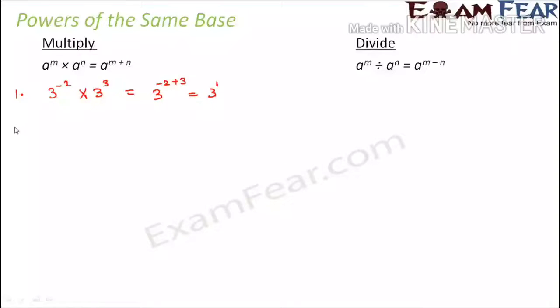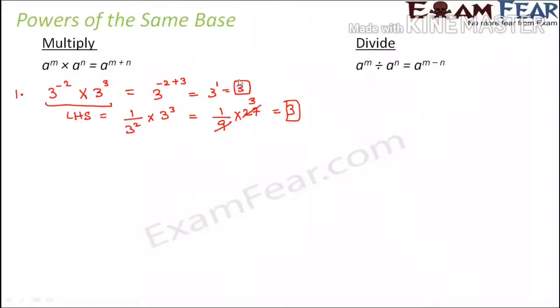Now if you want, you can verify that this is how it should be. If you look at the left hand side, it is equal to 1 by 3 to the power 2 into 3 to the power 3. So this becomes equal to 1 by 9 into 27. 9 into 3 is 27, so this is 3. So the left hand side is 3, and the right hand side is also 3 as per this law of exponents. This proves that the law of exponents holds true.